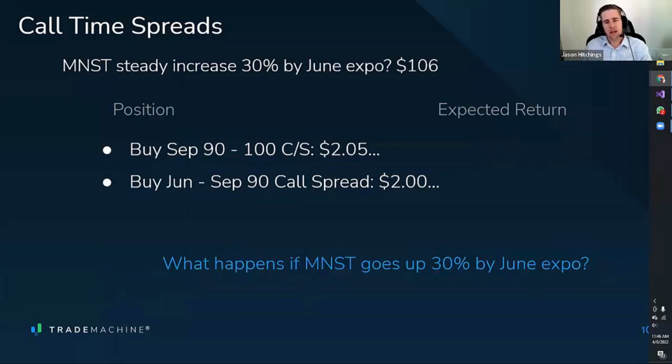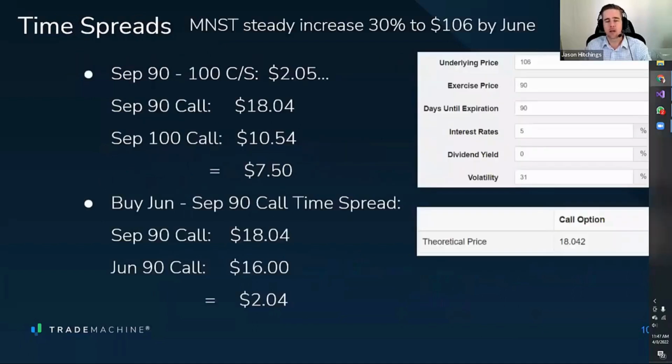So now let's look at what happens if the stock jumps up in value. It goes up 30%, but it does it by the June expiration. Well, you're still long that 90 call in September, right? So this feels like a very positive move for you. But how does that actually affect our real P&L?